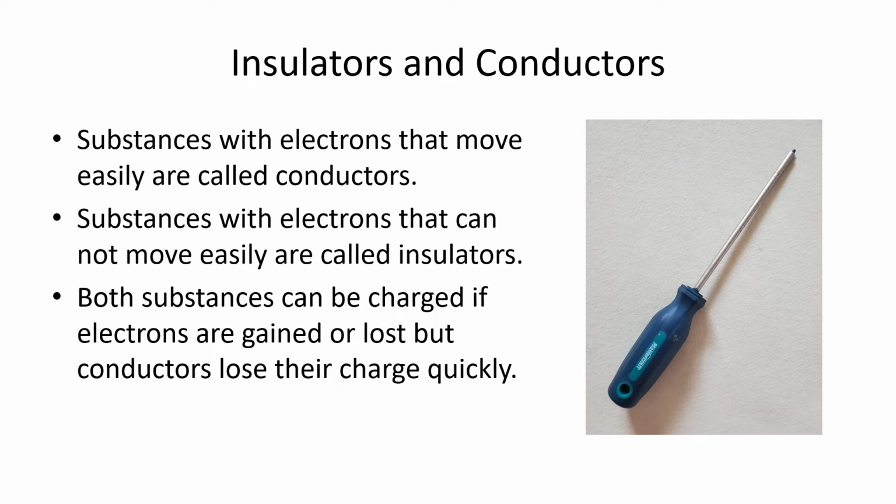So electrons can move easily through some substances and not so easily through others. So we have a few different terms to distinguish between those. The substances that electrons can move easily through are called conductors, and those that electrons have a hard time getting through are called insulators. And so you've got a screwdriver here, which obviously has a strong metal shaft on it, and around that is a piece of rubber.